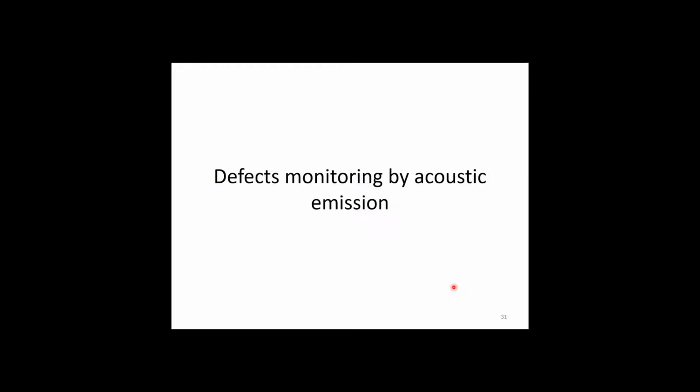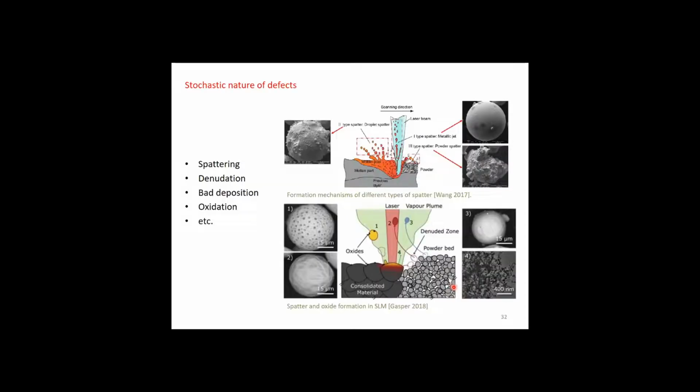Now, of course, these are statistical regimes. So with these process maps, good, you are in the so-called conduction mode. That doesn't mean you don't create defects, because many of them are stochastic in nature.